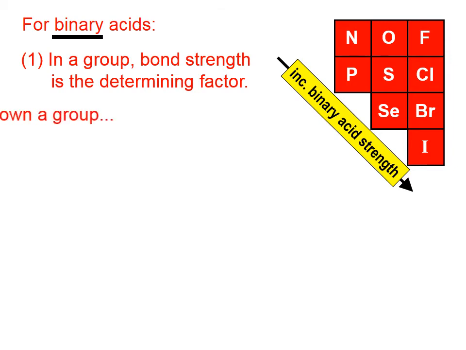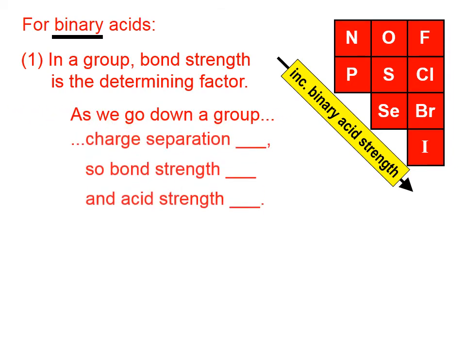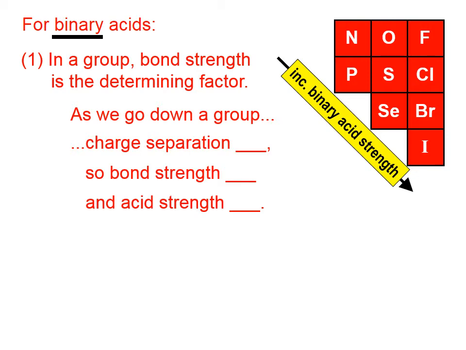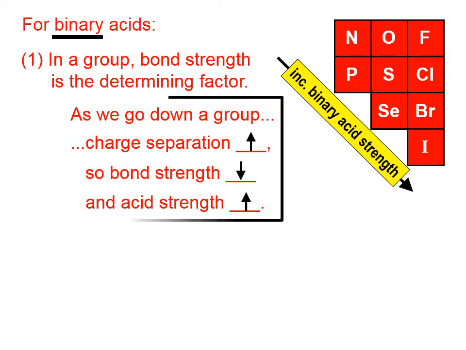In a group, bond strength is the determining factor. As we go down a group, let's say hydrogen bonded to fluorine, then hydrogen bonded to chlorine, and hydrogen bonded to bromine, and hydrogen bonded to iodine, the charge separation increases because the atoms get bigger as you go down a group. And if the charge separation increases, the bond will be weaker because the charges are further apart. Well, a weak bond makes for a stronger acid.